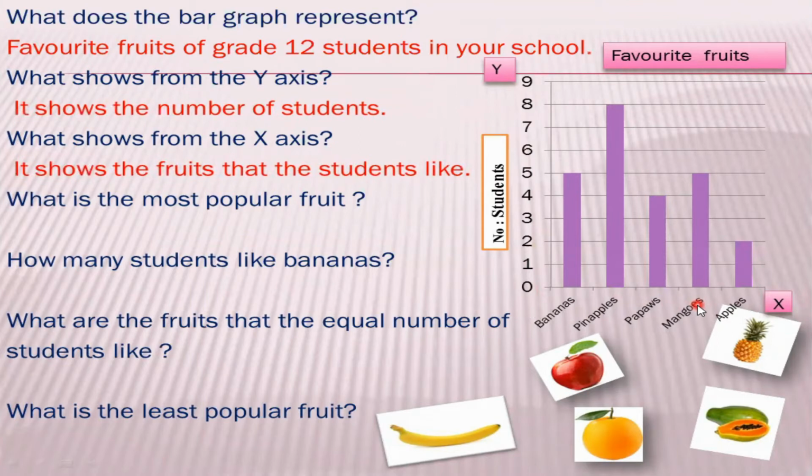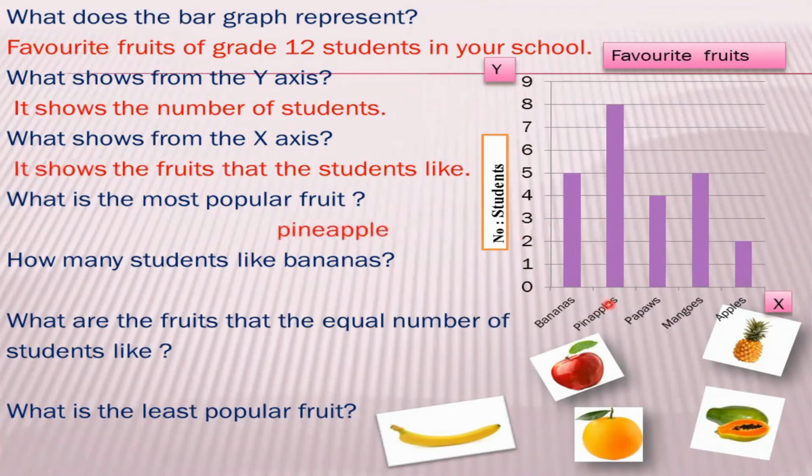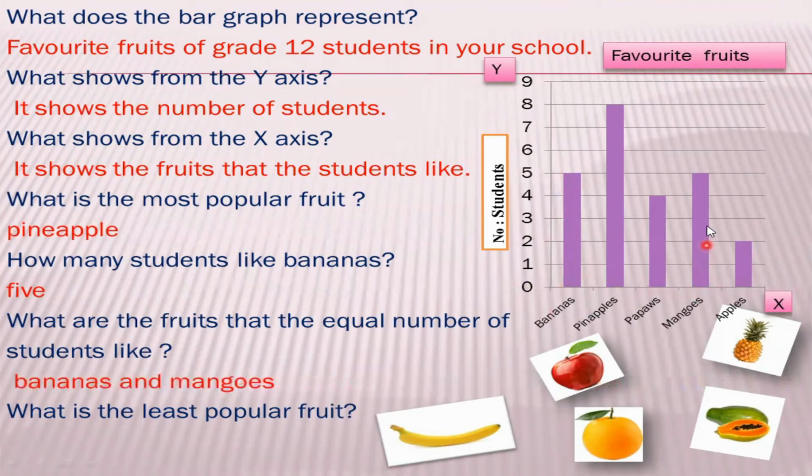What is the most popular fruit? Can you tell me? Yes, pineapple. How many students like bananas? Yes, 5 students like bananas. What are the fruits that the equal number of students like? Good, bananas and mangoes. What is the least popular fruit? Yes, apple, that is the lowest popular one. Okay, let's move to the next part.